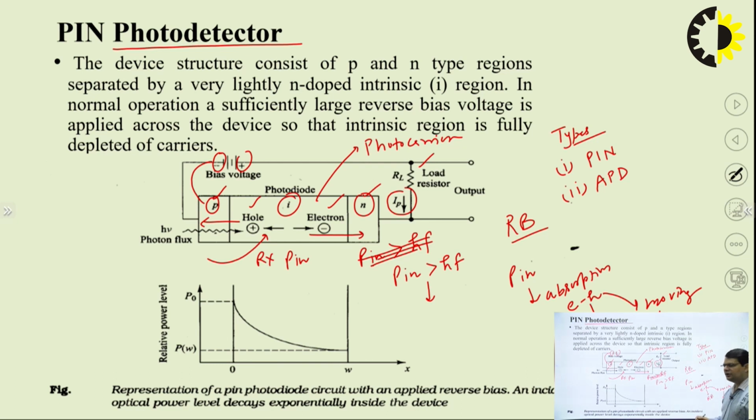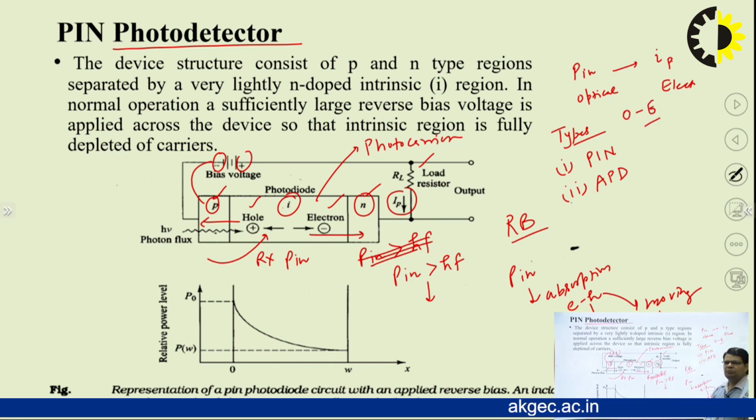So in the photodetector, basically, input is optical power and output is photocurrent IP. This is optical and this is electrical. So hence O to E conversion is done with the help of PIN photodiode or photodetector.